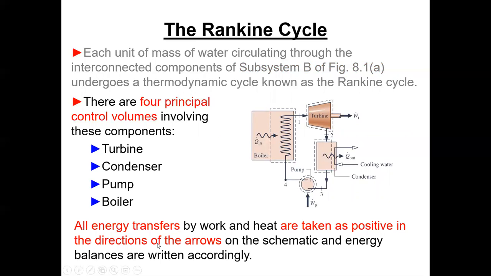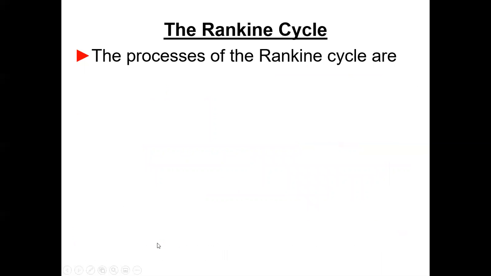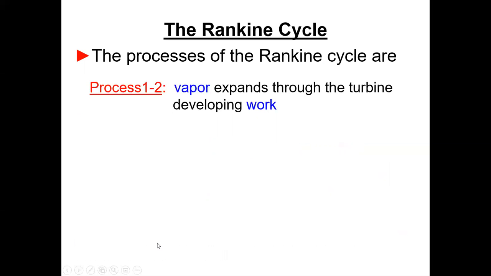And in terms of these diagrams now in this chapter, all energy transfers by work and heat are positive in the directions of the arrows on the schematic, and energy balances are written accordingly. So whatever direction the arrow goes is considered positive, even though it could violate in some cases previously established sign conventions.